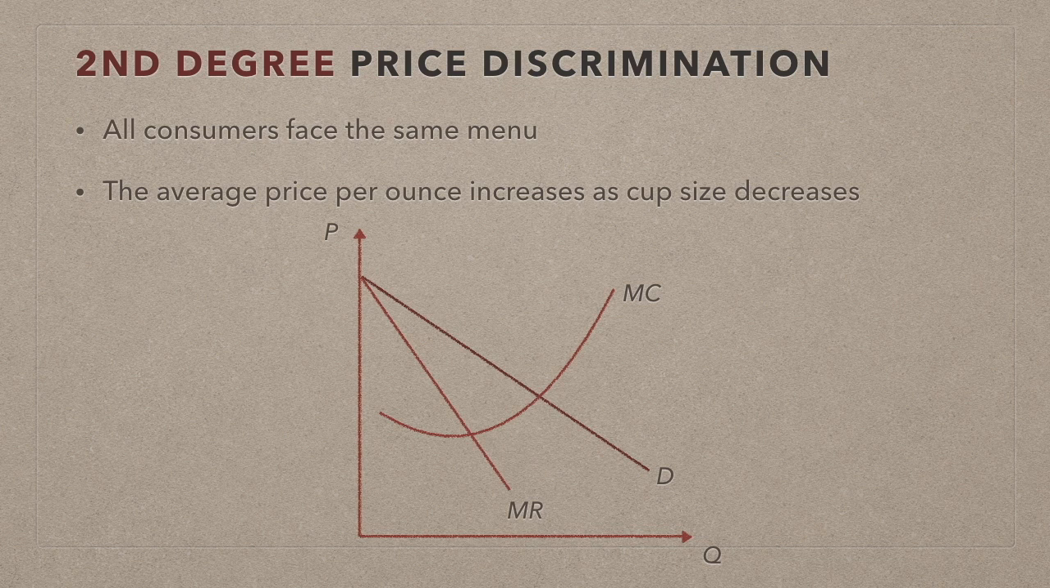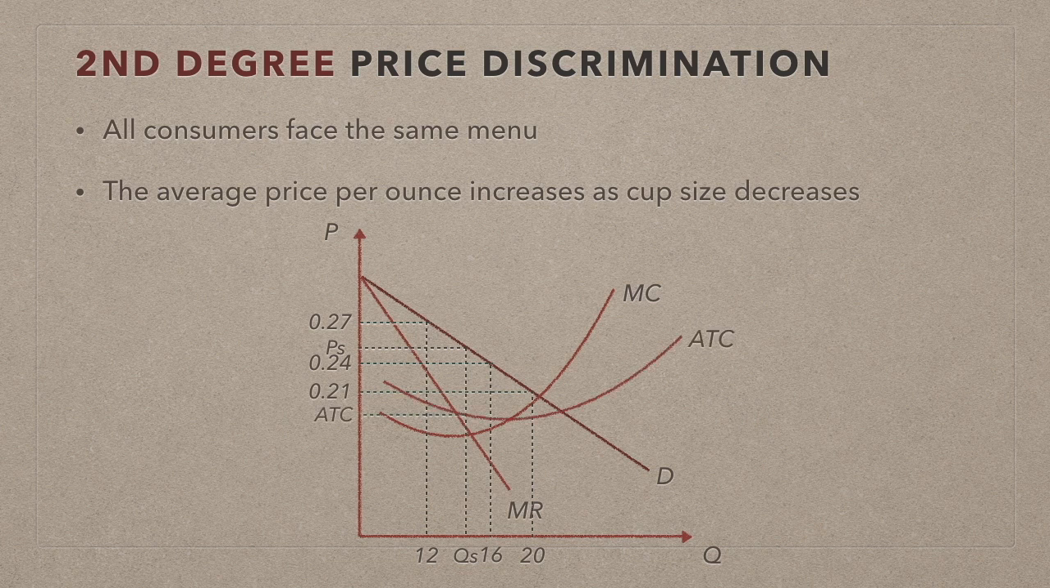If it only has one single cup size, the price and quantity are labeled. If it has 3 sizes, then we have the price and quantity of a tall cup, a grande, and a venti. And there's the average total cost. If it only has 1 cup size, the profit is represented by the red rectangle. But if there are 3 sizes, then the profits are these 3 blocks.